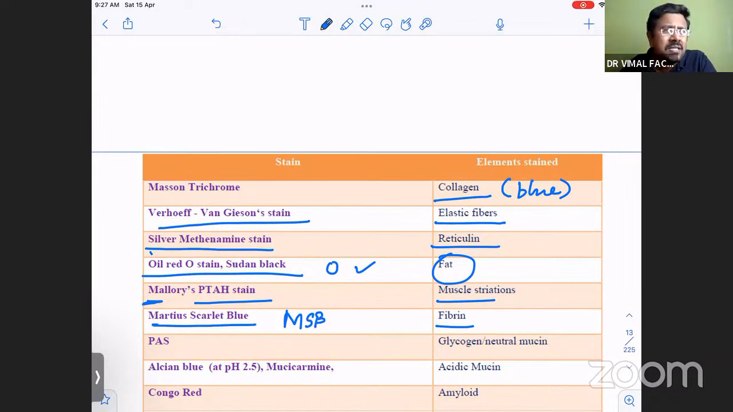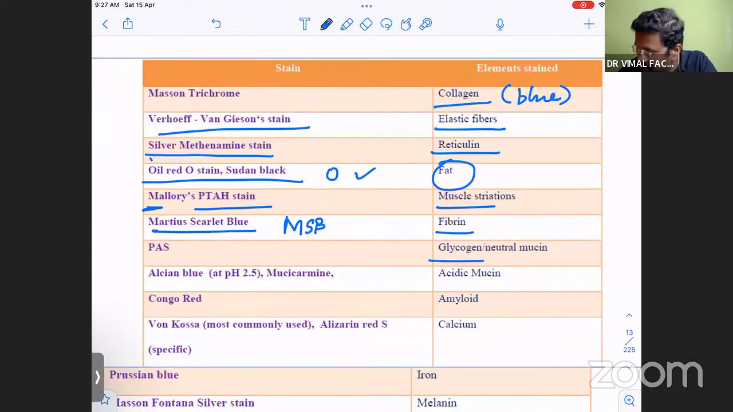One of the commonest stains which every one of us has heard of is PAS, that is periodic acid Schiff. Periodic, iodine is there. This will highlight your glycogen and even your basement membrane. In kidney biopsies, when they want to highlight basement membrane thickening, PAS stain will help you. It also stains the neutral mucin. Remember, acidic mucin is stained by Alcian blue and mucicarmine, but your neutral mucin is stained by PAS.